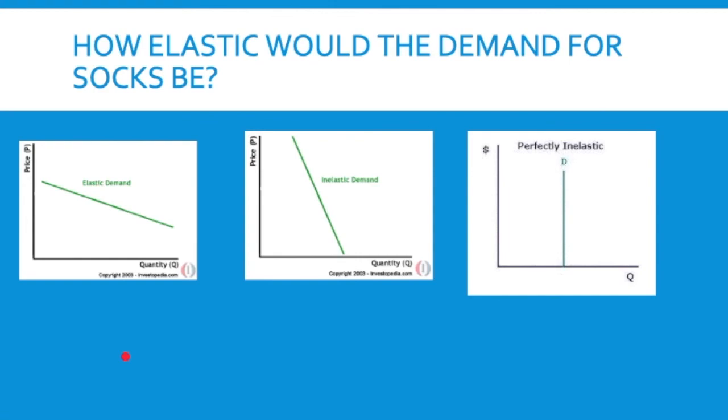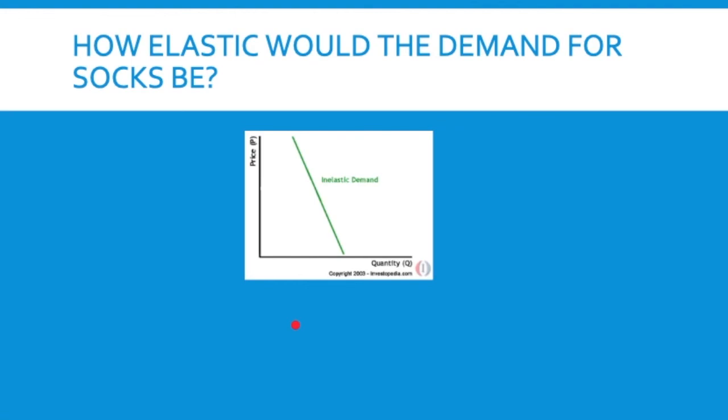How about the elastic demand? How elastic would the demand for socks be? Well, you might think we all need socks. Everybody wears socks, or most people wear socks. But I would say it's probably inelastic, because if the price of socks went up, you'd probably still buy them, because you think about how often you buy socks. Think about relative importance to budget. You don't buy socks that often. You probably buy socks once a year, maybe once every 4 or 5 years.